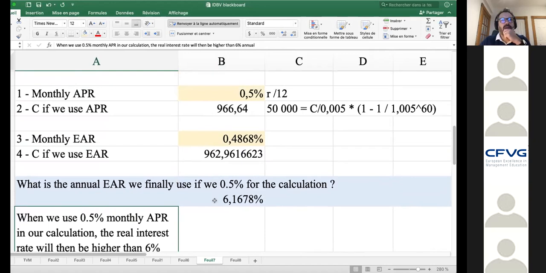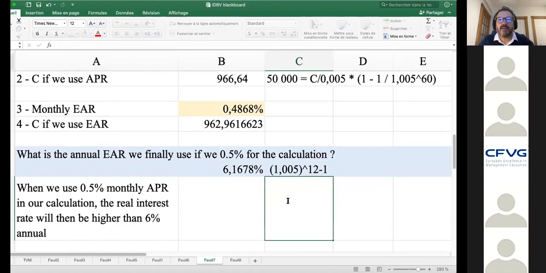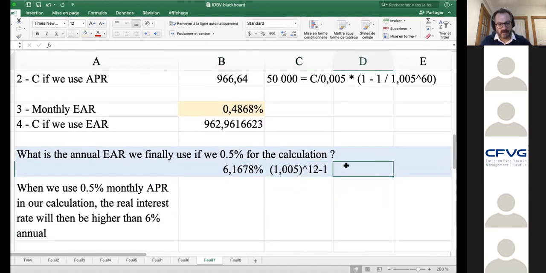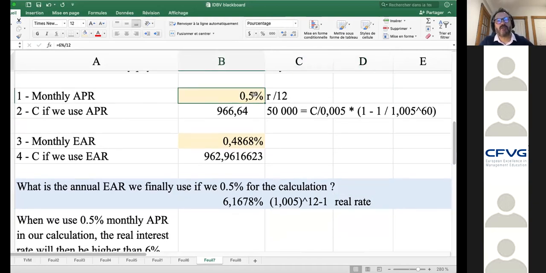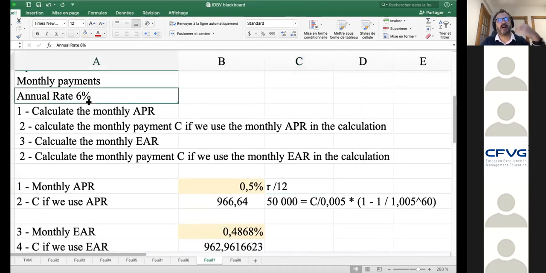Okay, because if we do what we do here, we say, okay, let's check. So we used 0.05 exponent 12, okay, because this is what we used, right? -1. So that means that's a real rate here. So when we use the APR of 0.5% per month, okay, so at the first place, what we do, we have a rate of 6%.